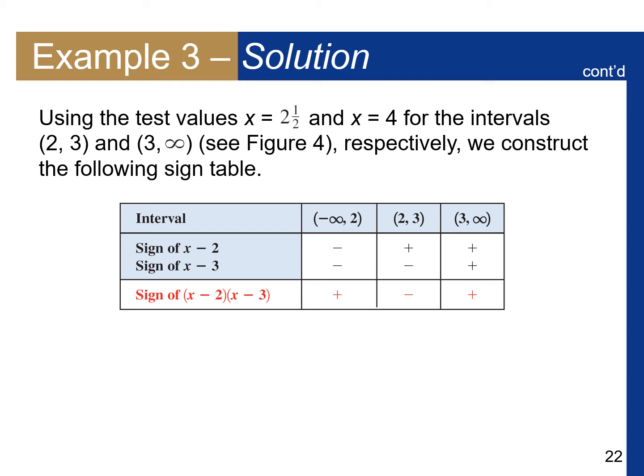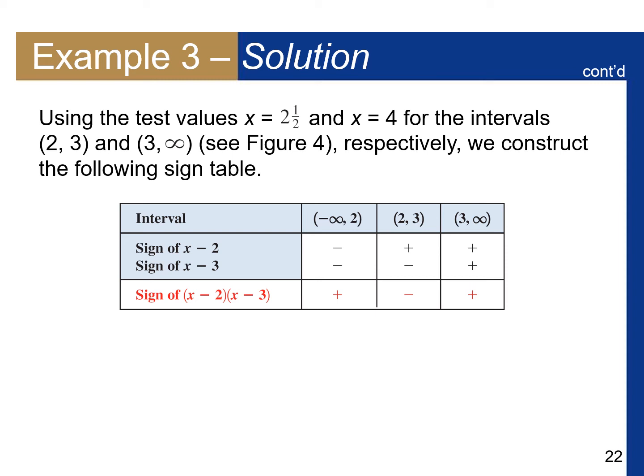So I check here, I get a negative value. I check here, I get a positive value. And I check here and I get a positive value. And I check the x minus 3, I get a negative and a negative and a positive. If I multiply these together, I get positive, negative, and positive.